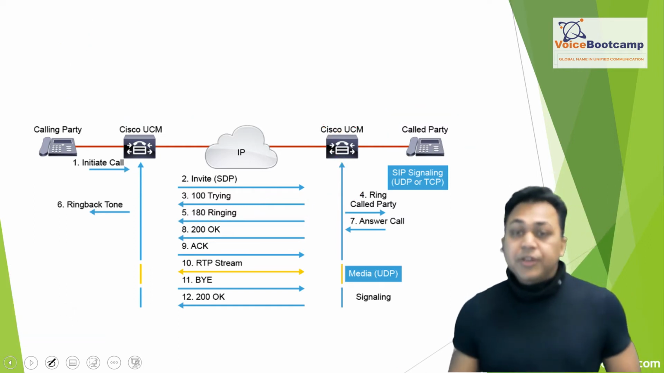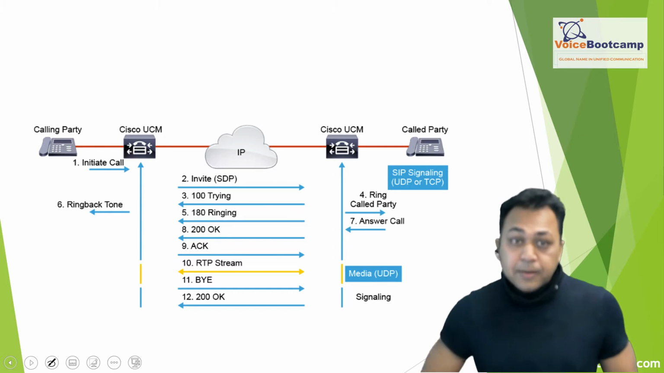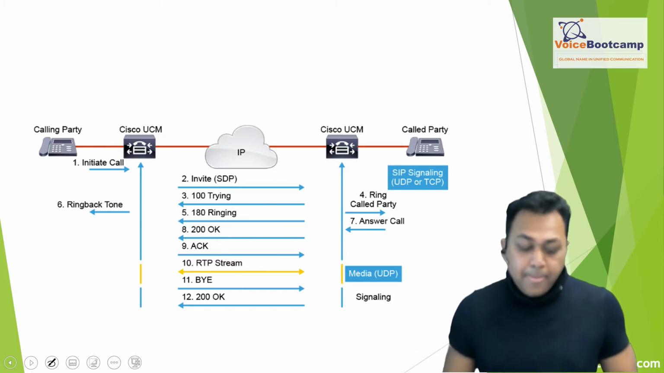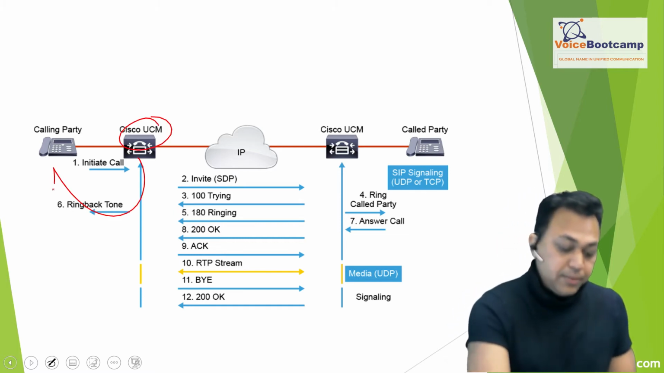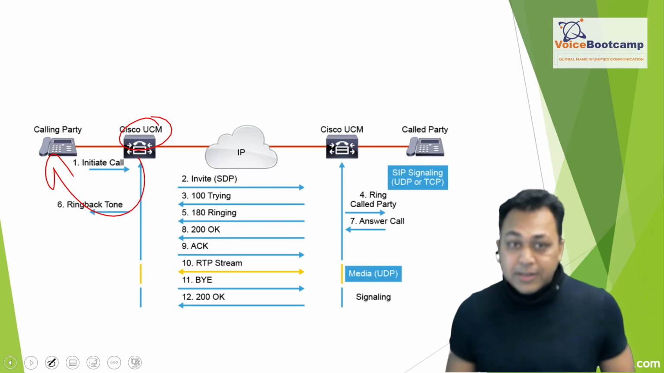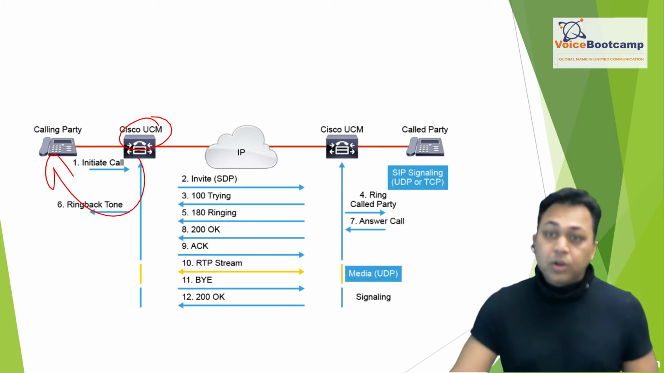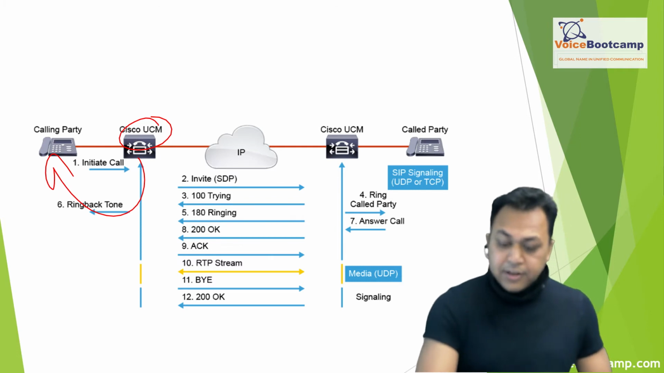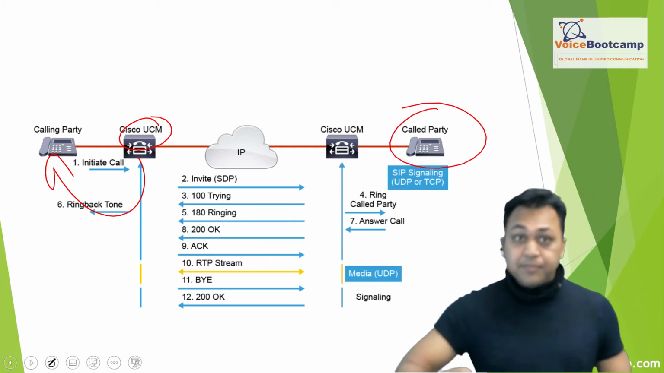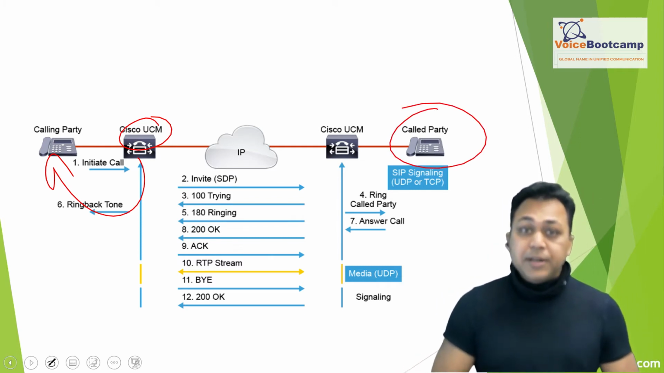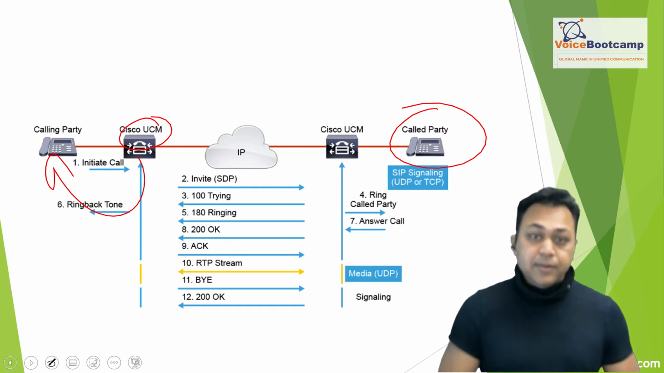So now both sides are receiving the ringing. Step number 6, the originating gateway sends the ringback tone to the caller, saying, hey, the call is in progress right now. Step number 7, the called telephone is taken off the hook. So now, after all the ringing, this person decided to answer the call. He picked up the handset, right? So the called party is taken off the hook in step number 7.